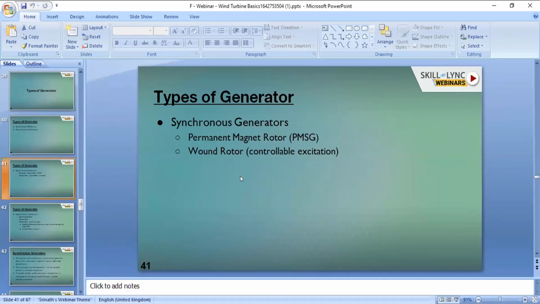permanent magnets on the rotor. Second is, on the rotor there is a winding, and it is called wound rotor, which can be controlled excitation. DC voltage can be given.